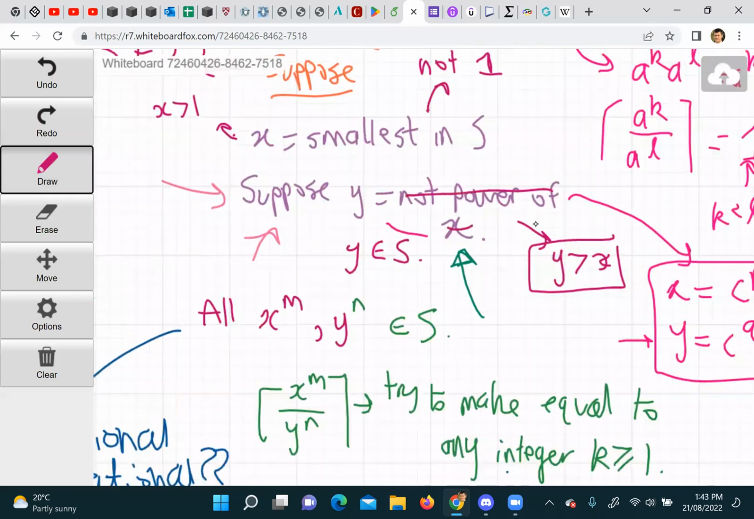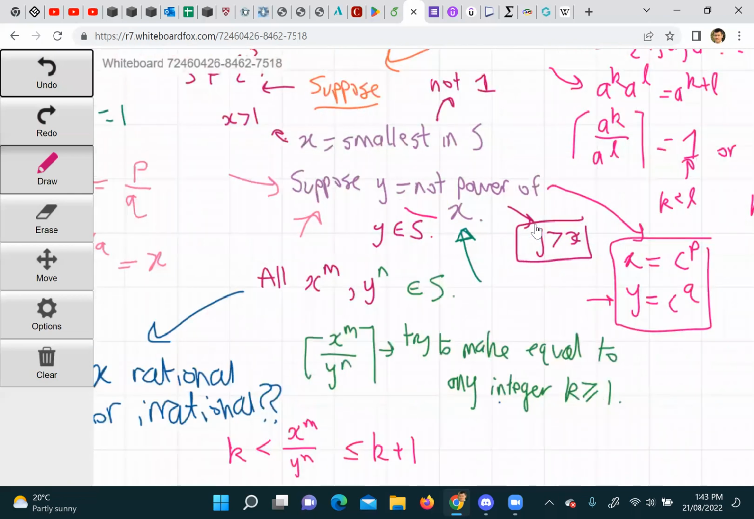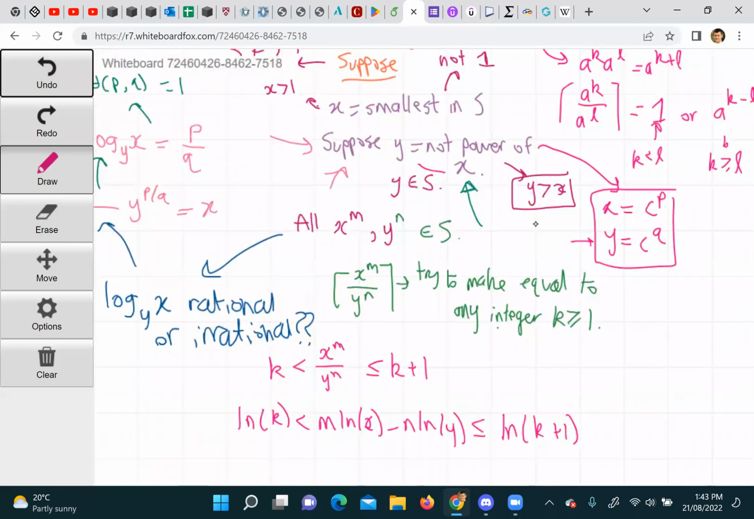I just rewrite it. I just say y and x are not powers of the same thing. Yeah, just suppose y and x are both not powers of the same thing. But you have to already fix your number, that's some general. You have to already fix your number.